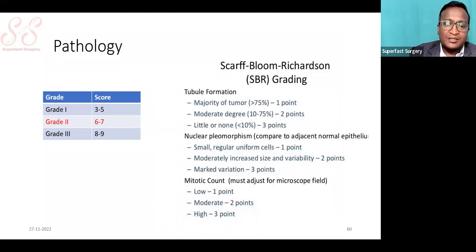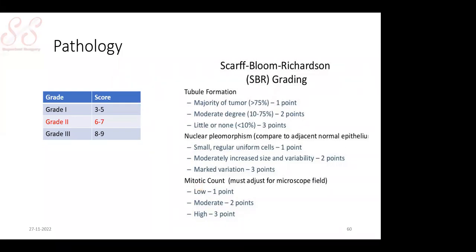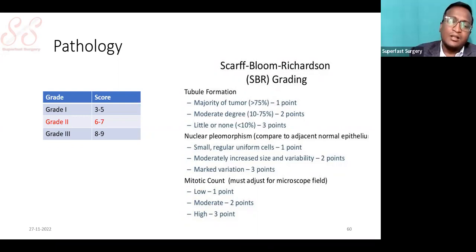So to understand that report which I showed you previously, we have to understand this Nottingham grading, which is the modification of the original Scarff, Bloom, Richardson grading. So basically, the biopsy specimen will be graded on these three parameters: tubule formation, nuclear pleomorphism, and mitotic count. In the tubule formation, they will see how differentiated the breast tubules are. If the majority of the tumor contains tubules, it means it is well differentiated, so they will give 1 point, which means lower grade. And this is a moderate degree, where only 10 to 75% tubules are there, so 2 points will be given. If there are no tubules, that is not good differentiation, so they will give 3 points.